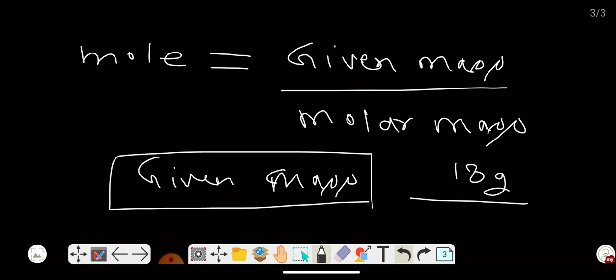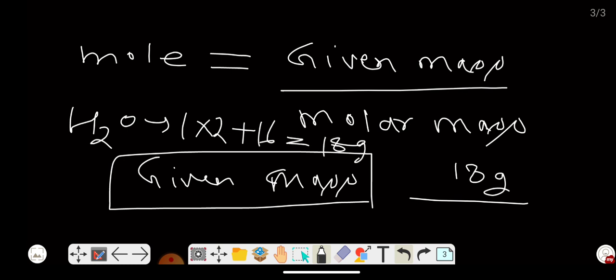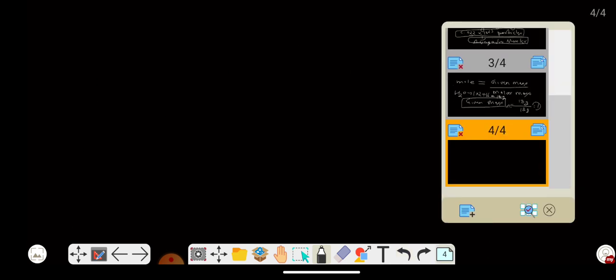So moles can be calculated as given mass, that is 18 grams we have given, and we know that the molar mass of H2O is also 18. Let's see, hydrogen has mass of 1 and 2 hydrogens are present, plus oxygen has mass of 16, then molar mass is equal to 18 grams. So the number of moles, let's suppose N, is equal to 1. So the number of moles of H2O taken is equal to 1.